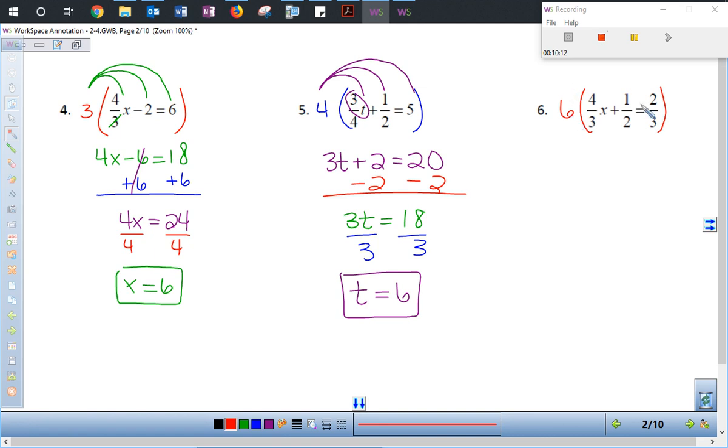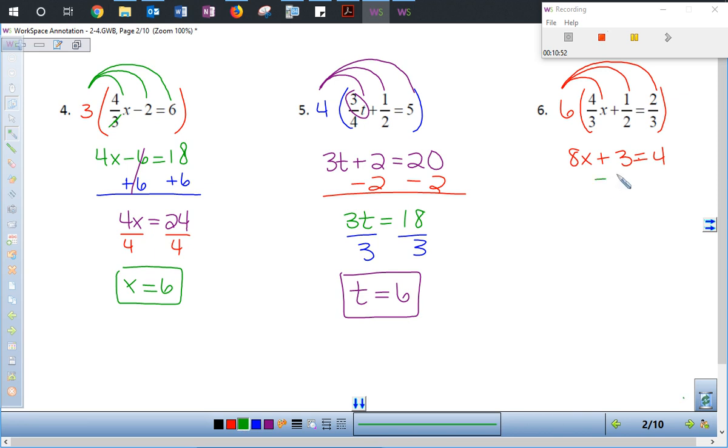Now again, when you're multiplying, if you want to use your calculator, that's okay. I'm going to walk you through how to do it in your head. So I'm going to start with 6 times 4/3 x. Start with the denominator. 3 goes into 6 2 times. 2 times 4 is 8. 6 times 1/2, we don't even have to do a trick for that. Half of 6 is 3. 6 times 2/3. So 3 goes into 6 2 times. 2 times my numerator of 2 equals 4.